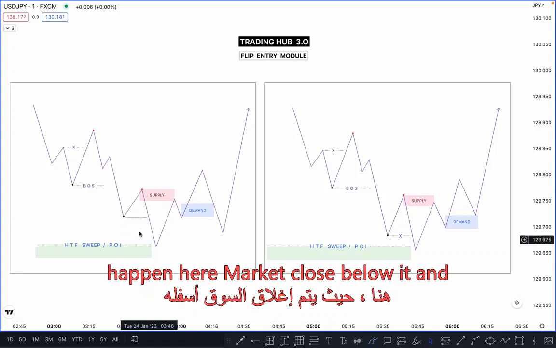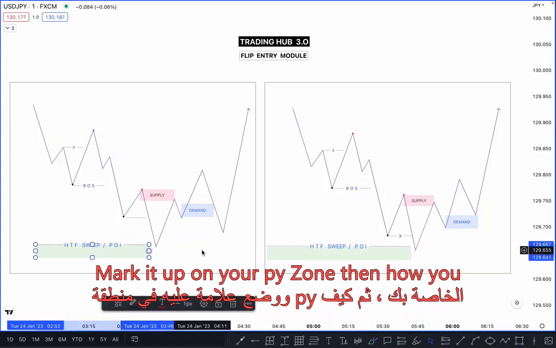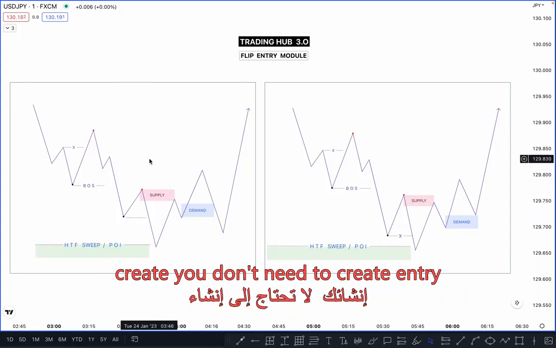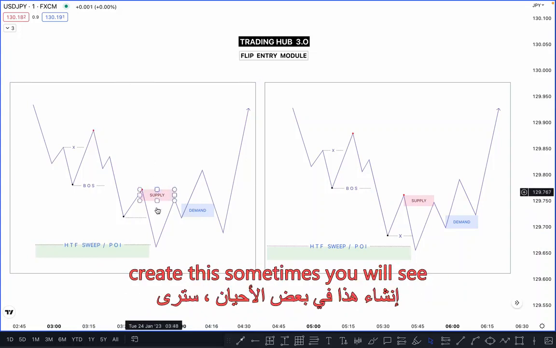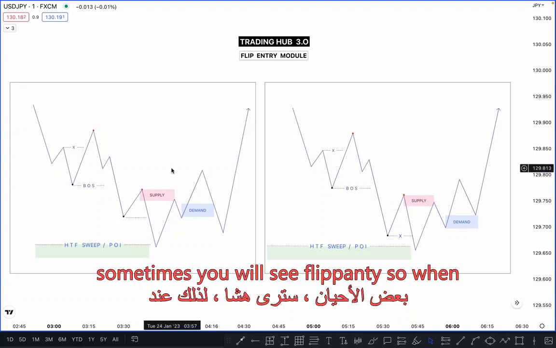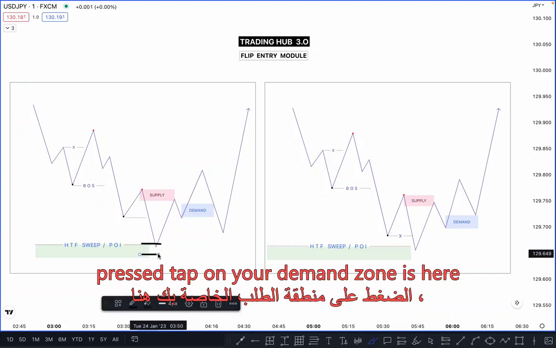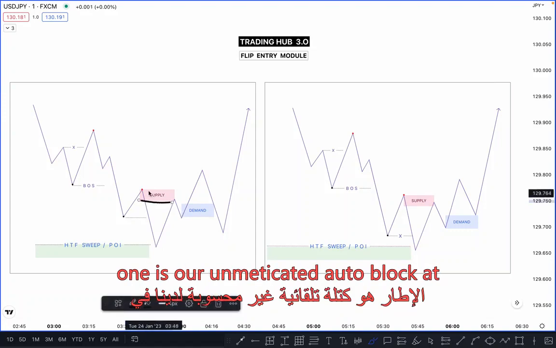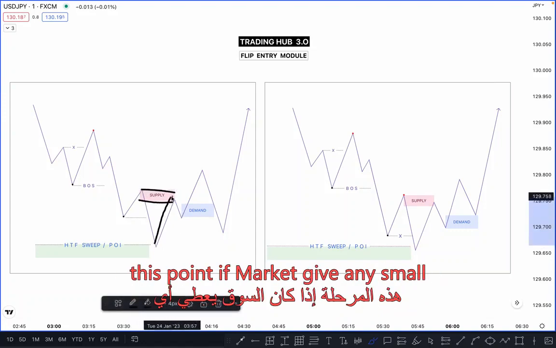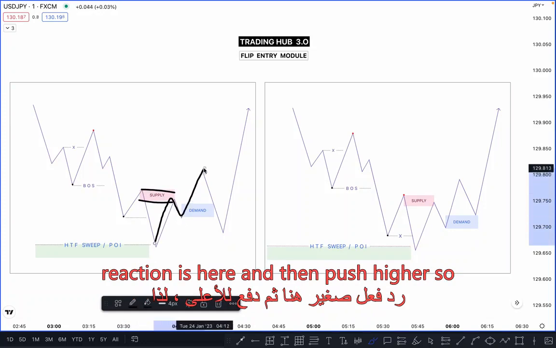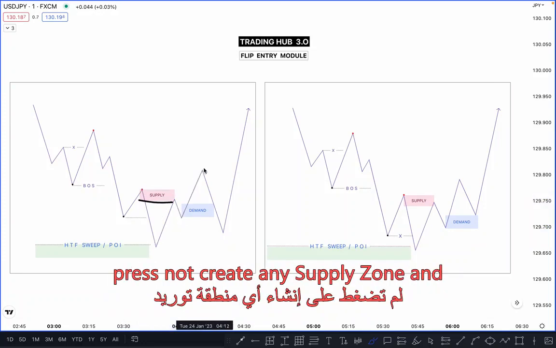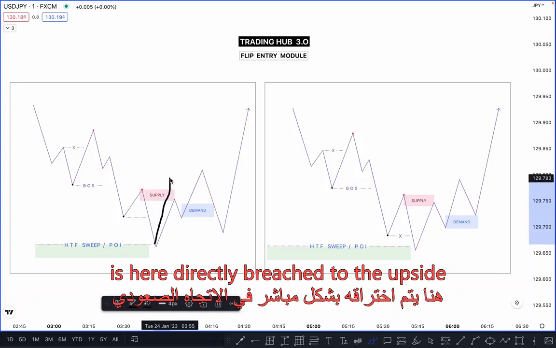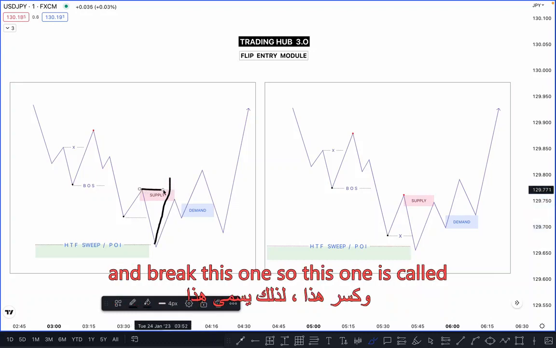The same thing happens here: the market closes below it and taps on your PY zone, then how can you take entry? You don't need to create the entry model yourself. You have to wait for it to form. Sometimes you will see a direct change of character entry, sometimes you will see a flip entry. So when price taps on your demand zone here, where is our supply zone? I'm talking about the lower time frame. This one is our unmitigated order block at this point. If the market gives any small reaction here and then pushes higher, this is called a flip, right? But if price does not create any supply zone, and does not create any pullback here, and directly breaks to the upside and breaks this one, this is called change of character, correct?